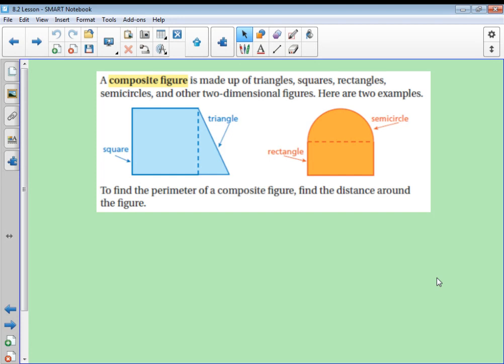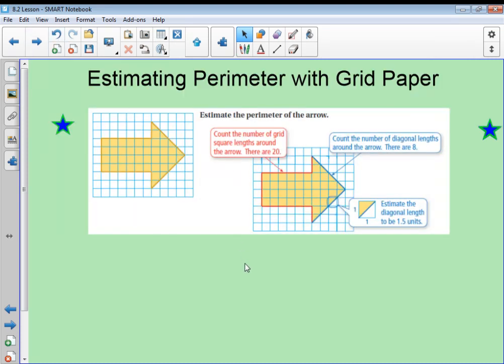To find the perimeter of them, you're going to find the distance around each of those figures. Remembering that when they are pieced together, this part right here is not on the outside, so it is not considered part of the perimeter. That is a very common mistake: if they have a rectangle and a semicircle, they'll find the perimeter of each of those and add them together. But you have to remember, those pieces that are not on the outside of the figure are not included in our final answer.